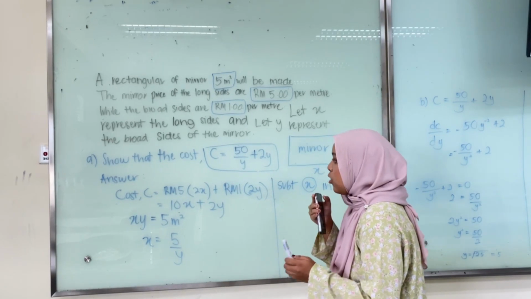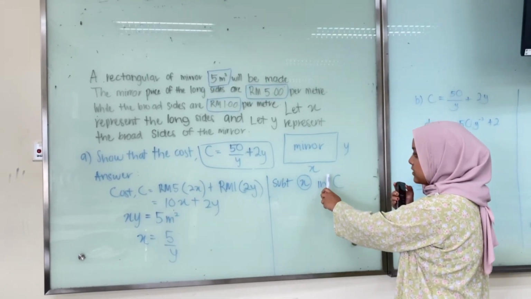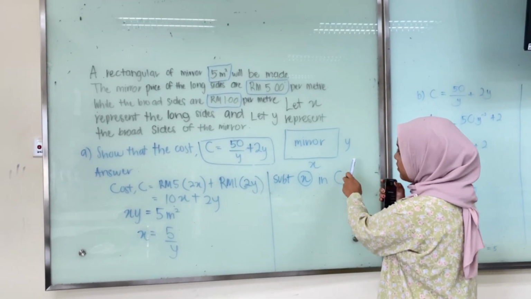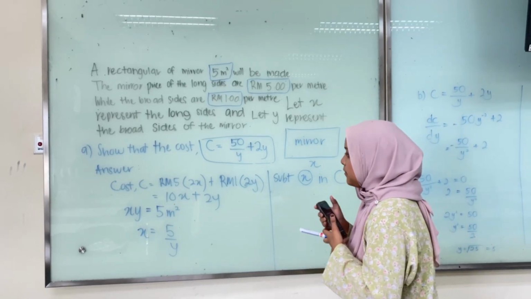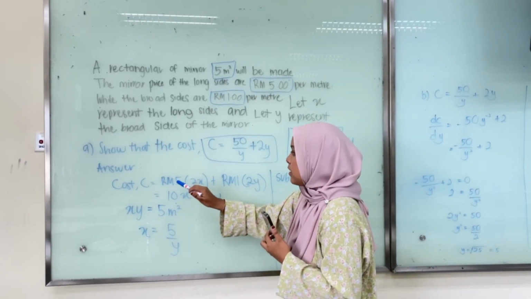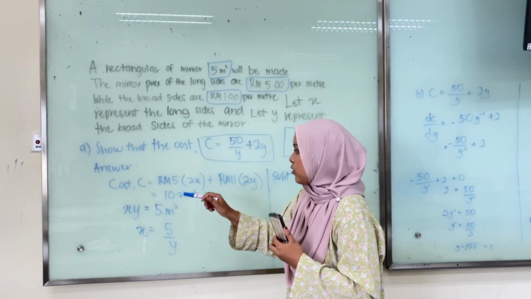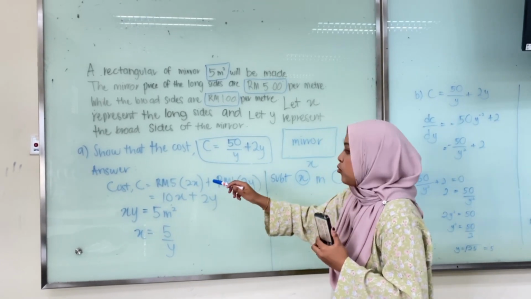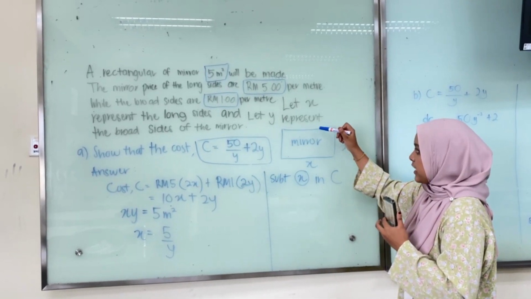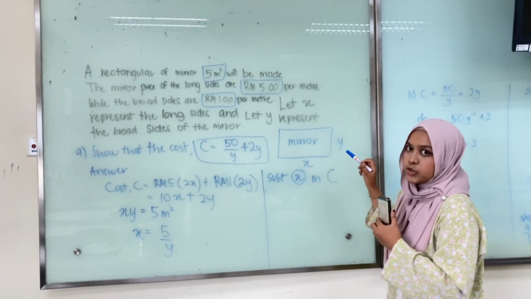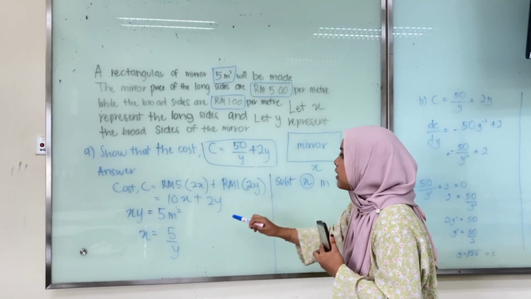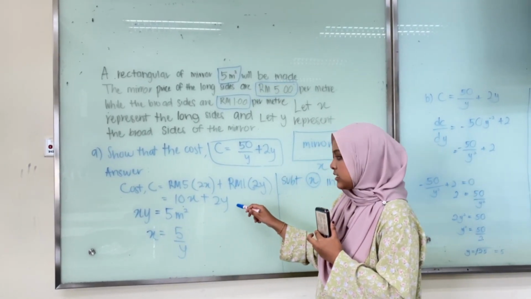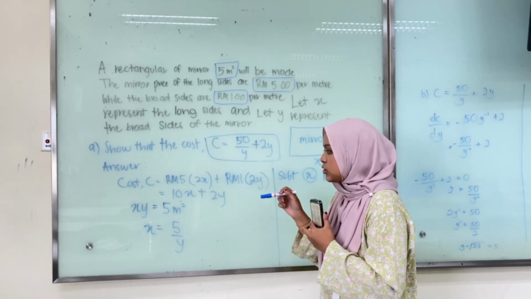Okay, firstly, we know that the long side X is 5 ringgit per meter and for Y it is 1 ringgit per meter. Then we make C the cost. So the cost must be multiplied with the sides. We know that we have two sides of X and also Y and Y. Then we just multiply and we get C equals 10X plus 2Y.